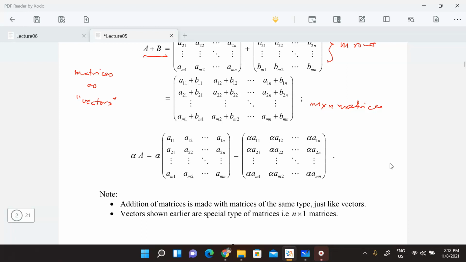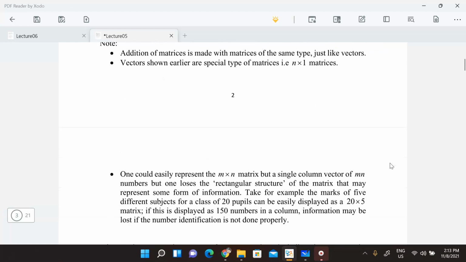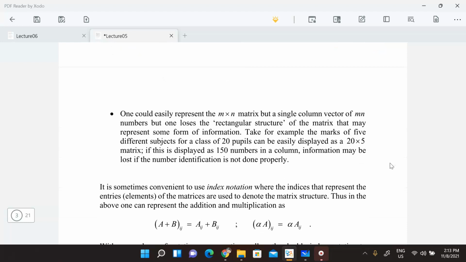The other thing is the following. One could really think about the m by n matrix, rather than having it written in this way. For example, just do a 3 by 2, for example.